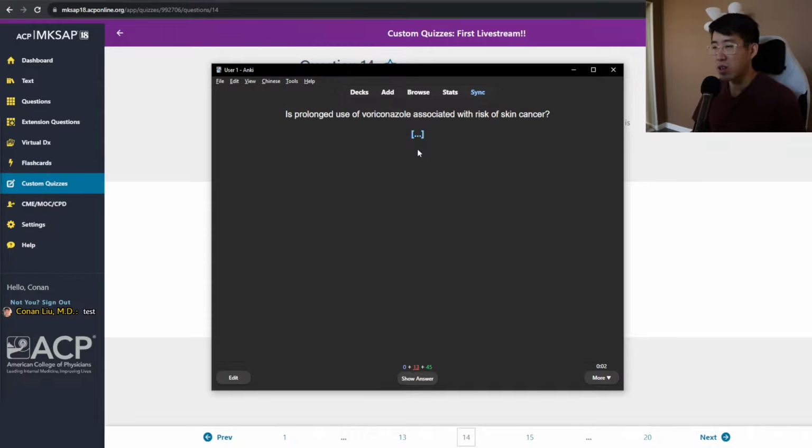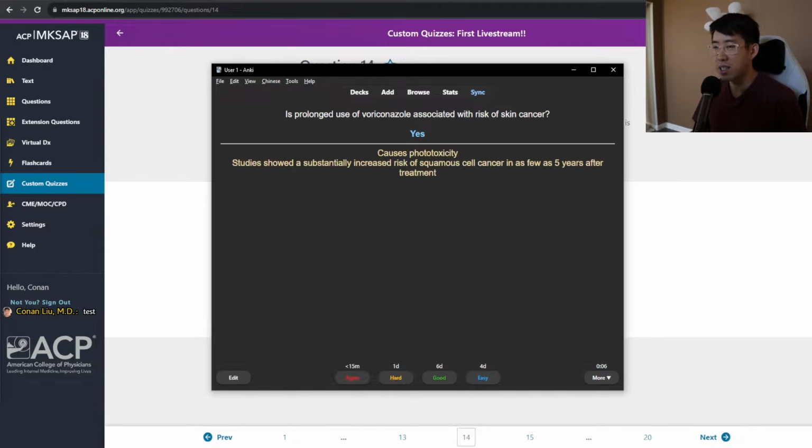Is prolonged use of voriconazole associated with risk of skin cancer? The answer is yes, due to phototoxicity.